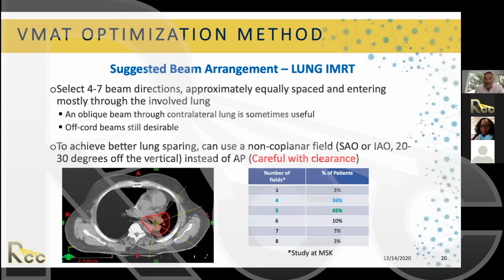Moving to lung cases, a suggestion for lung beam arrangement, if you are using IMRT, is that you can select between 4 to 7 beams.